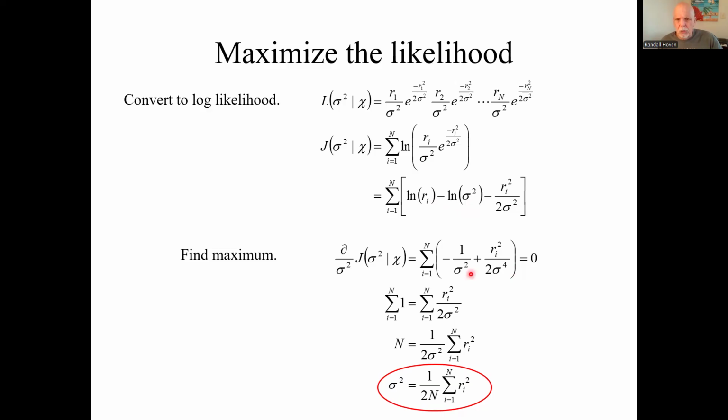Multiply through by sigma squared and split it up. You basically get a sum of 1 from 1 to n, which is just going to be n, equals this guy over here. Anyway, you do that little bit of algebra, and you have a formula for sigma squared. It's this guy. Call it the sample sigma squared. It's not the sample variance.